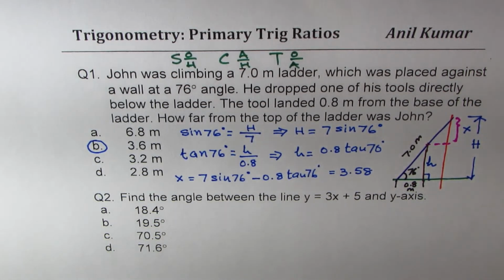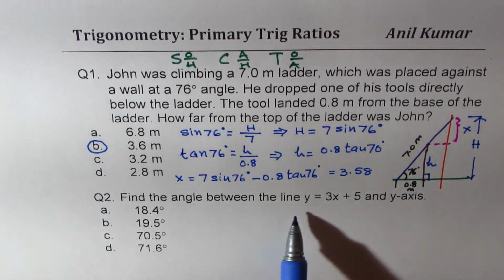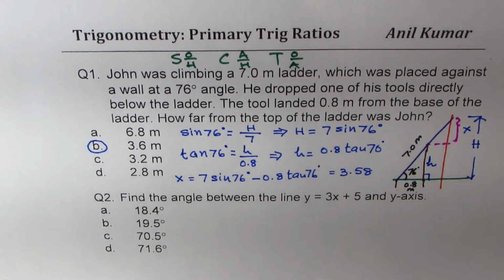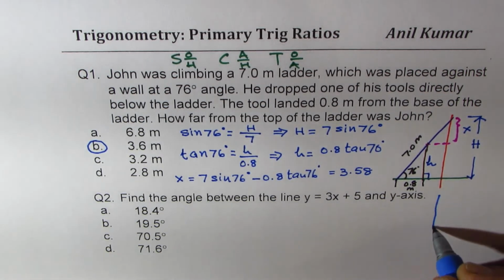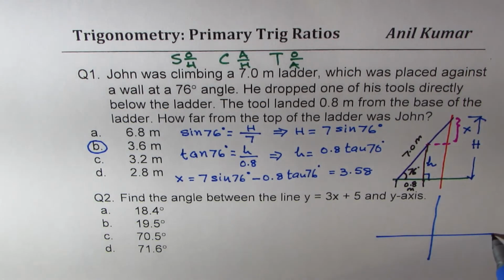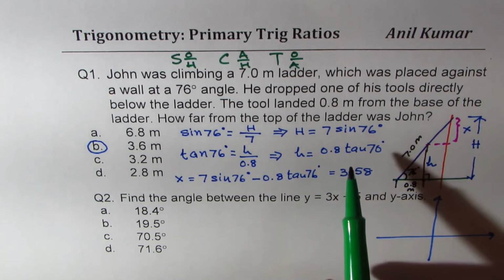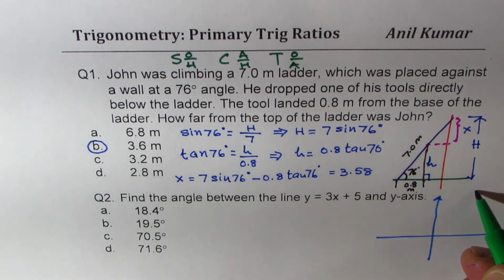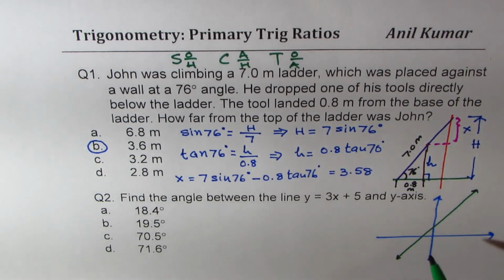Now let's look into the second question, which is to find the angle between the line y equals 3x plus 5 and the y-axis. Let me sketch a line here. The line has a slope of 3 and y-intercept of 5. So let's say something like this. It's a very rough sketch. So this is the line, where this point is at 5.